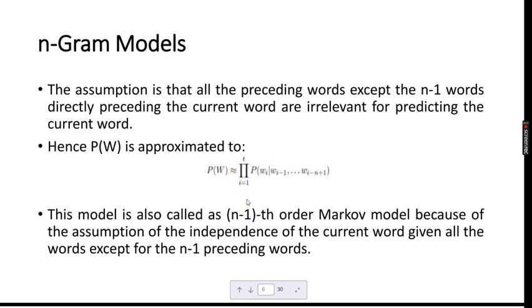This model is also called the n minus 1th order Markov model, because this assumption is independent of the current word and independent of the preceding words also.